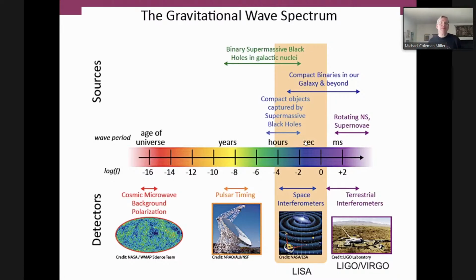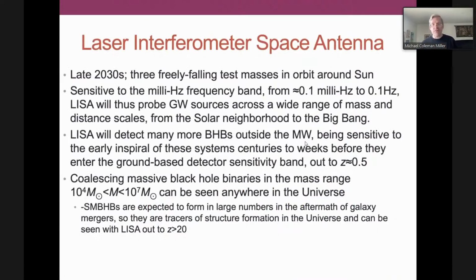So let's first talk about LISA, the Laser Interferometer Space Antenna. This is going to be the late 2030s, currently scheduled for 2037. There are 3 freely falling test masses in orbit around the sun. A whole lot of creative stuff has to be done to make this work, of course, but basically it's going to be sensitive to a much lower range of frequency than what we have now on the ground.